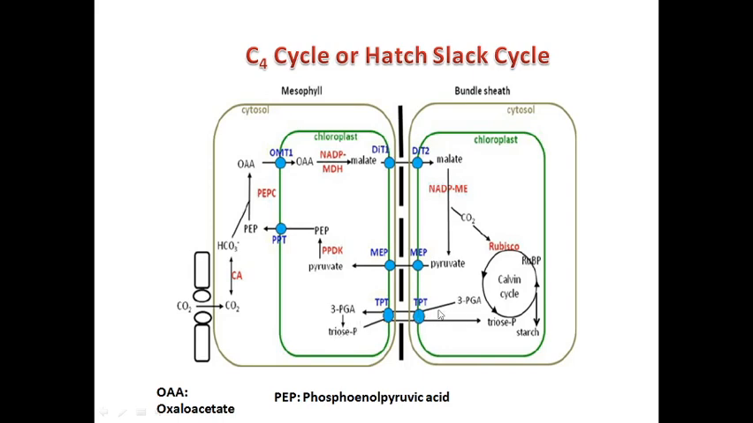Fine, so here the normal Calvin cycle takes place, and what happens to this pyruvate? It moves to the chloroplast of the mesophyll cells and gets converted again to phosphoenol pyruvic acid. So the process continues.